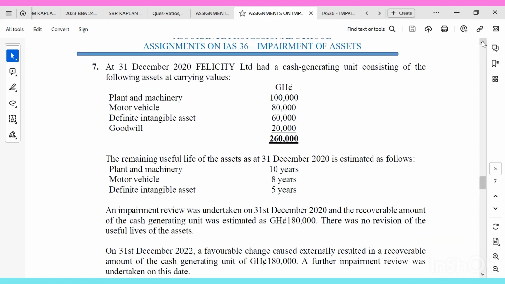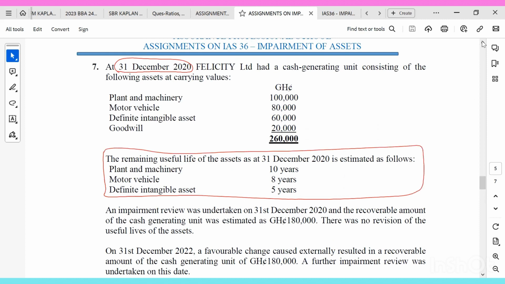Okay. So they have given us the carrying values at 31 December 2020, and they have given us what? The remaining useful life of the asset at the same date, and they are now giving us an issue concerning an impairment on that particular date too. So you can see the impairment review was conducted on 31 December 2020, and the recoverable amount is 180. Sometimes they can also give you the net realizable value. You determine the net realizable value. They can give you the net realizable value and the cost to sell of each asset.